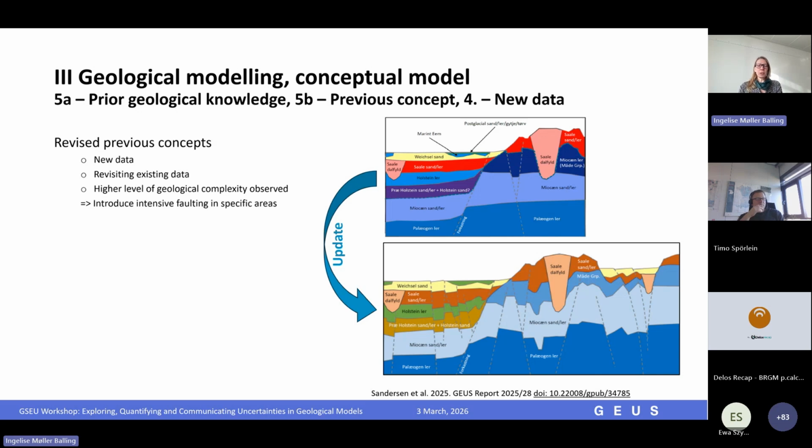Another part of setting up the conceptual model is that it could be necessary to revise the previous concept. In the case you see here, after gaining new data and a revisit of the existing data, it led to a higher level of geological complexity, and intensive faulting in specific areas was observed. When we do uncertainty assessment of a model, it has to be done under the assumption that the conceptual model is the best possible. Therefore, it's important that the conceptual model is included in the communication of the model uncertainty.